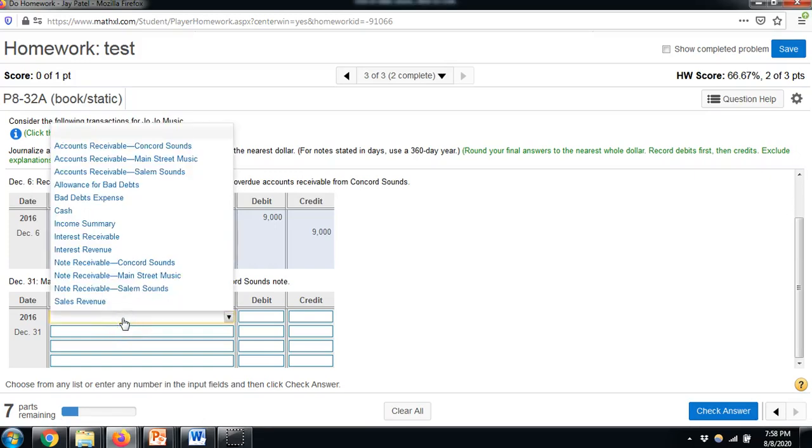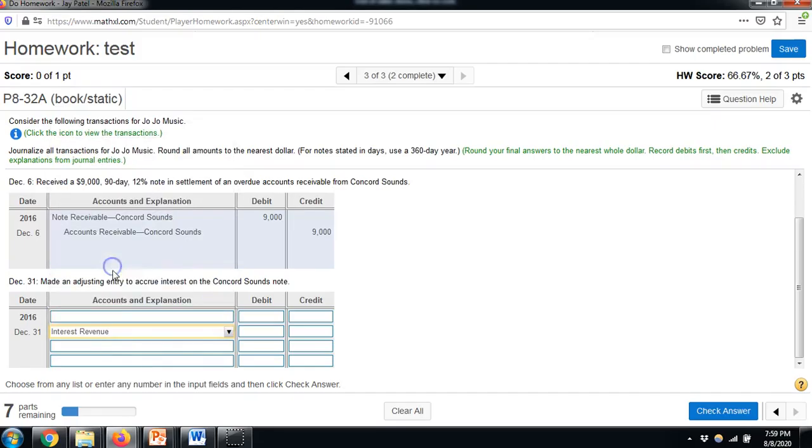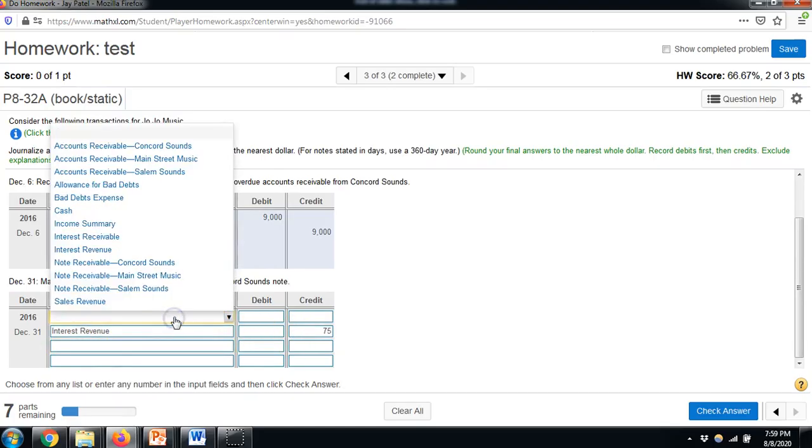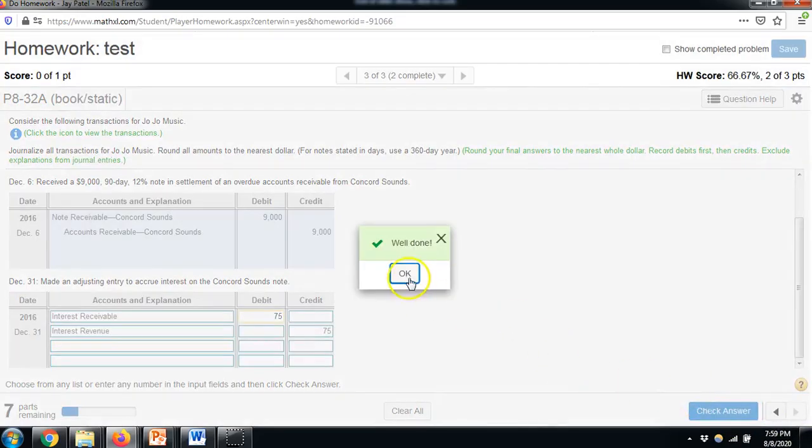So when you do the math, you're going to get, well, let's first record the revenue. So we're going to have interest revenue. And according to the calculations I'm seeing, it is $75, which again is 9,000 times 12% times 25 divided by 360. So that is our interest revenue. And again, we're accruing this. This is an adjusting entry. So we're not actually receiving cash. So we're going to have a receivable that's created. So we'll have interest receivable here at 75.